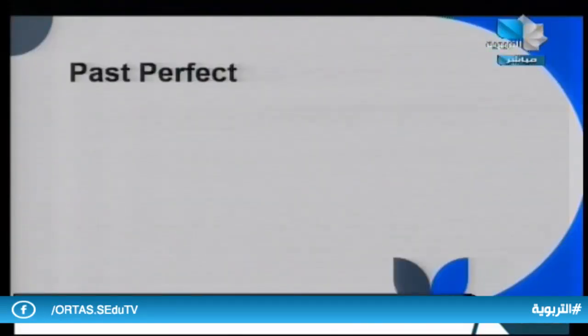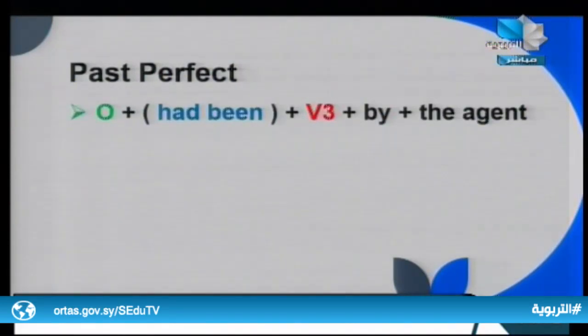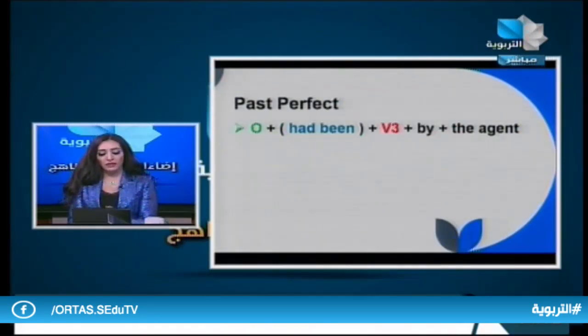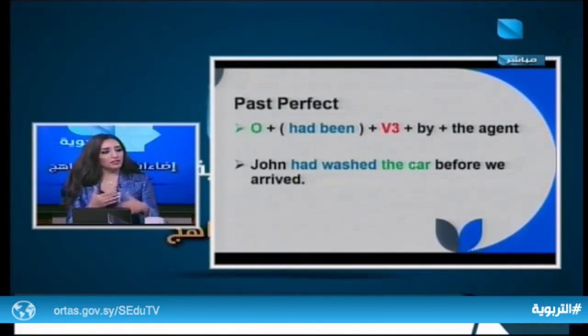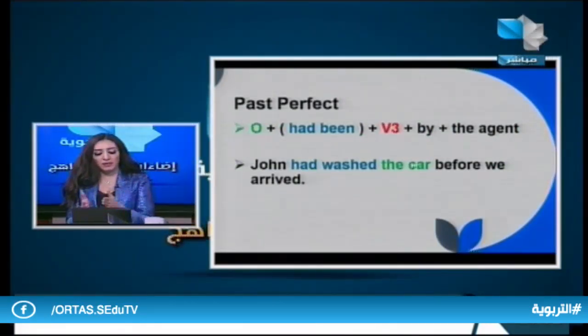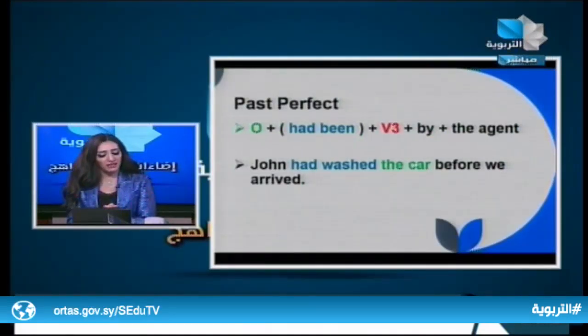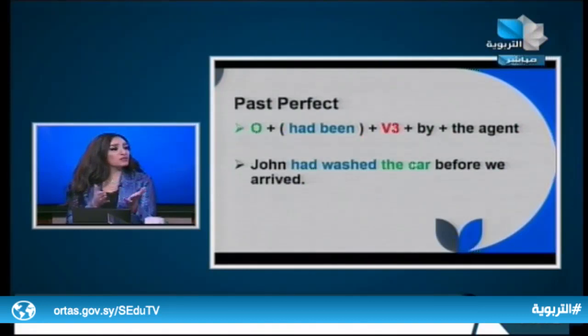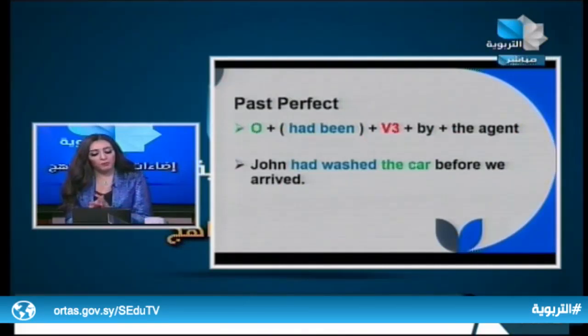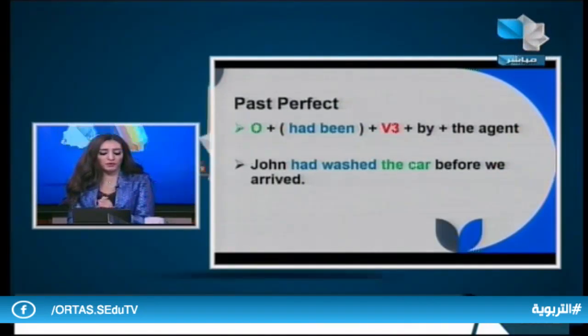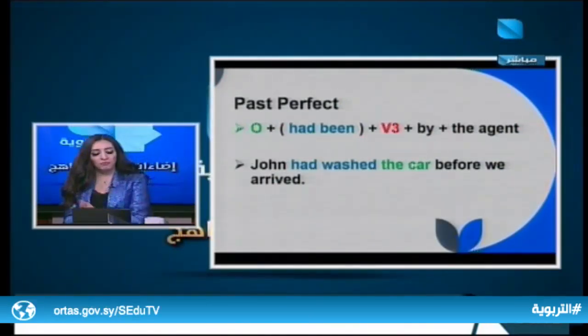Another tense now: past perfect. Here we've got object plus had been plus verb 3 and of course "by" and the agent. An example about past perfect: John had washed the car before we arrived. Here "had washed" is in the past perfect, and we have to change it into the passive in the past perfect. It becomes: the car, which is the object, at the beginning, then "had been", the form of verb to be in the past perfect, then the verb "washed" in the past participle, and then the agent, before which we put "by": by John before we arrived.